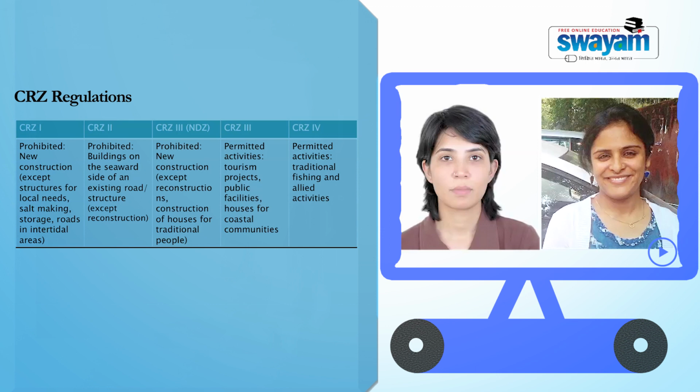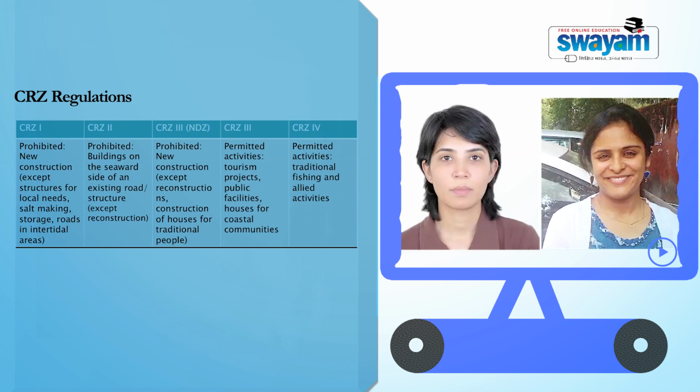In the NDZ, that is the no development zone, as the name suggests, no development or construction is permitted, except for constructions for certain activities relating to agriculture, horticulture, forestry, pastures, parks. Reconstructions and repairs of authorized structures are allowed, and also dwelling units of coastal communities are permitted in the zone between 100 to 200 meters from the STL. In the non-NDZ part of the CRZ3 areas, construction and repair of houses of local communities, tourism projects, public facilities for local inhabitants are permitted.